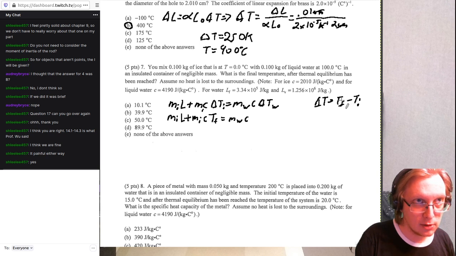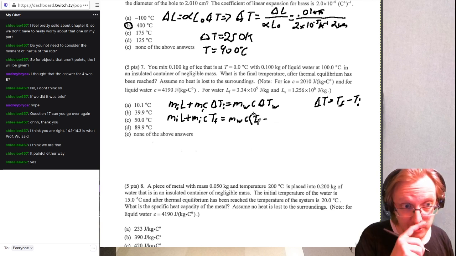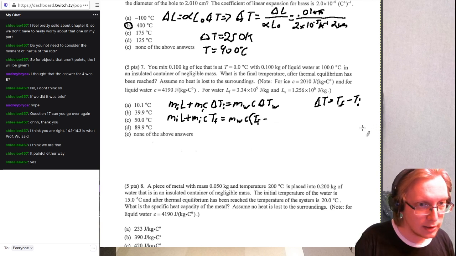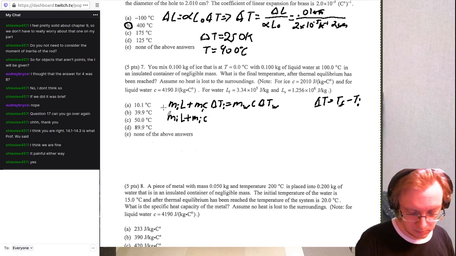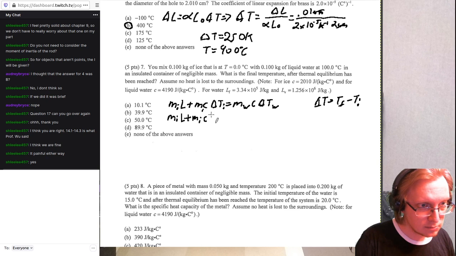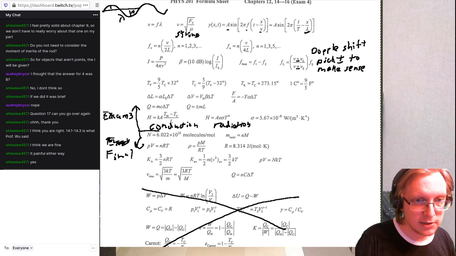TF minus T initial. We'll just be careful with that, won't we? So we put in a TF minus T initial of 100 Celsius, right? Oh no, I need to be careful here. Much more careful. It's not 0. What is it? 290. 273. Okay.